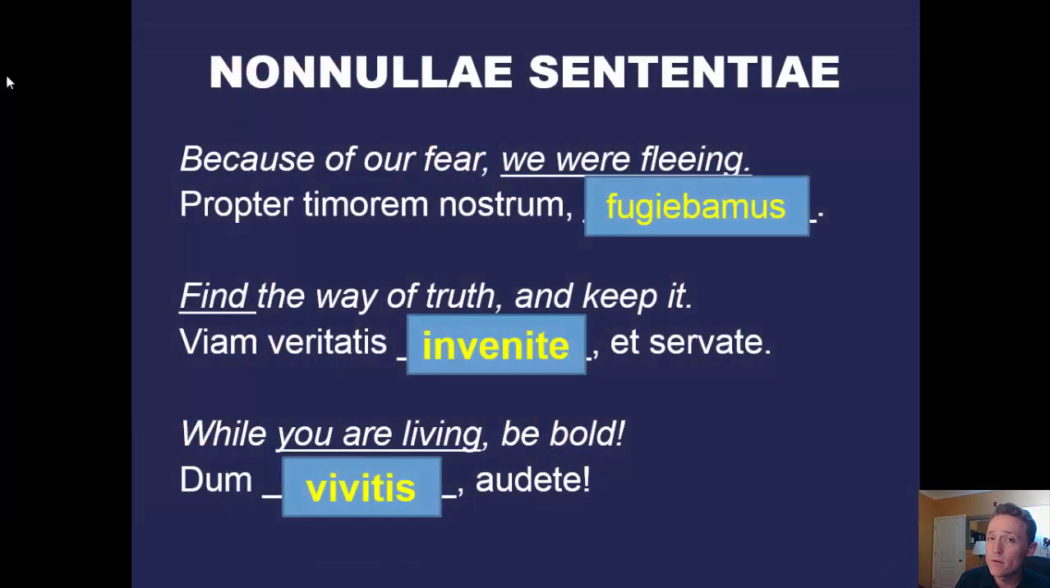Please notice that vivo, vivere is a third conjugation verb. It's not an I stem, but in its present, it does have that I there. Notice that it's a short I, so it's vivitis, vivitis. Stress accent on the first syllable.